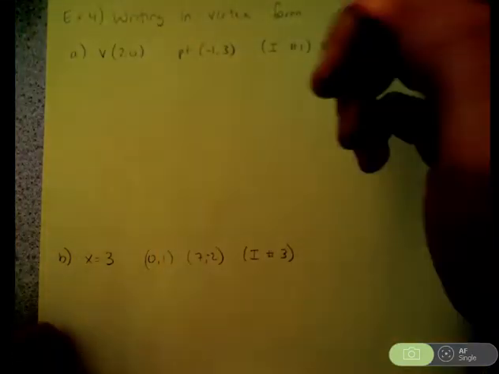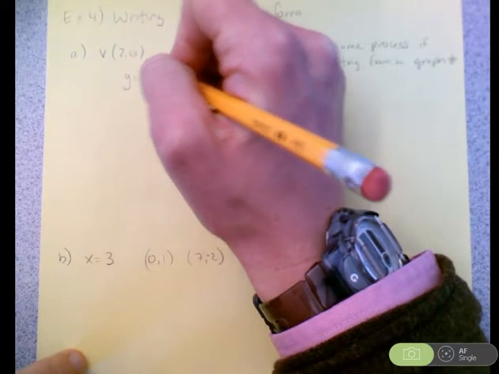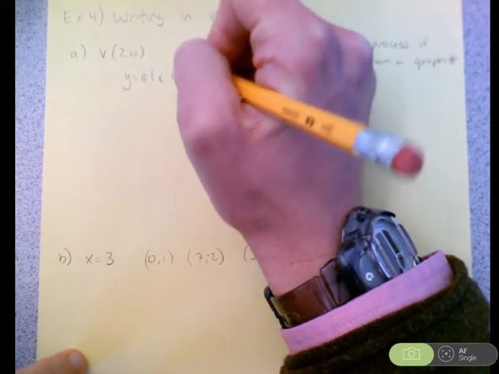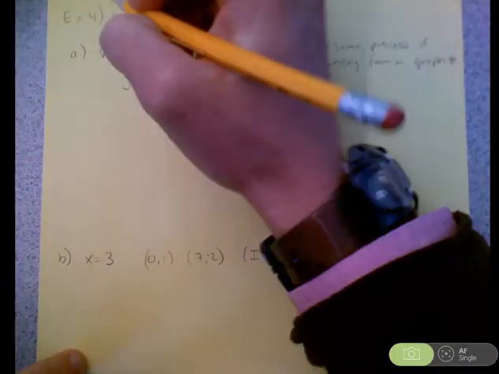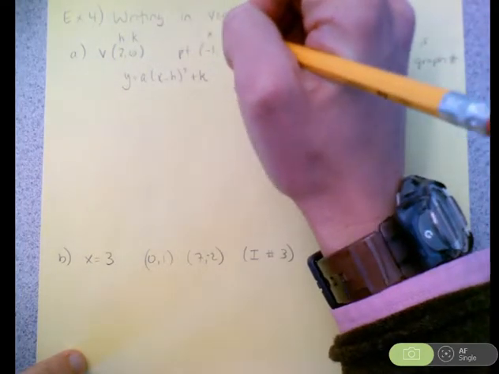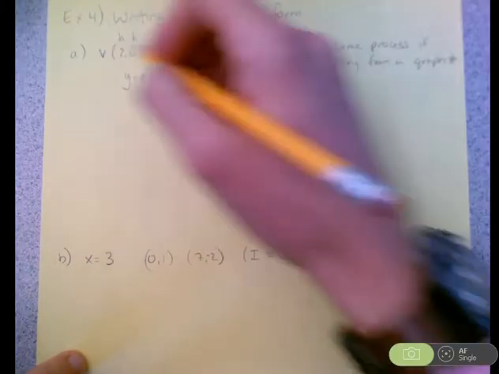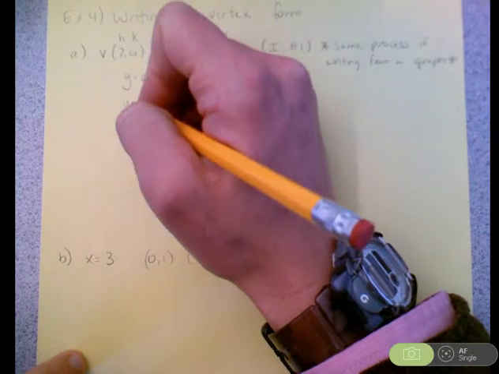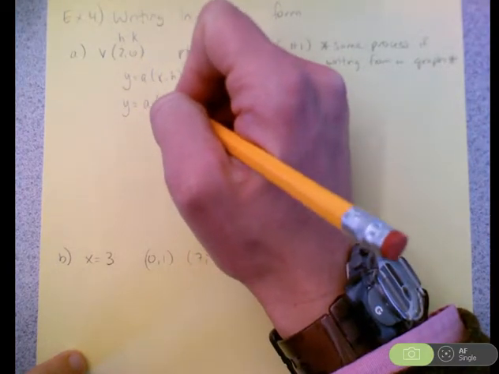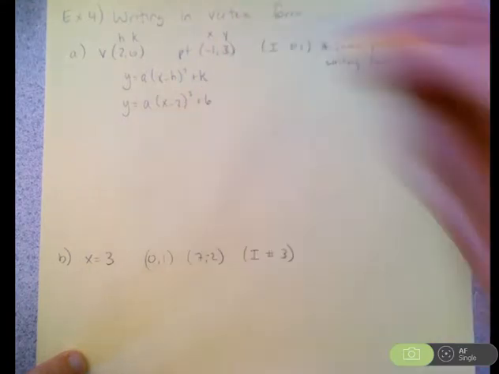So the equation for vertex form is y equals a times x minus h squared plus k. This is really our h and our k because it's the vertex. This is really an x and a y because it's just a random point on the graph. I'm going to plug in everything that I know. I'll start with just the vertex. So x minus the h value of the vertex squared plus 6.